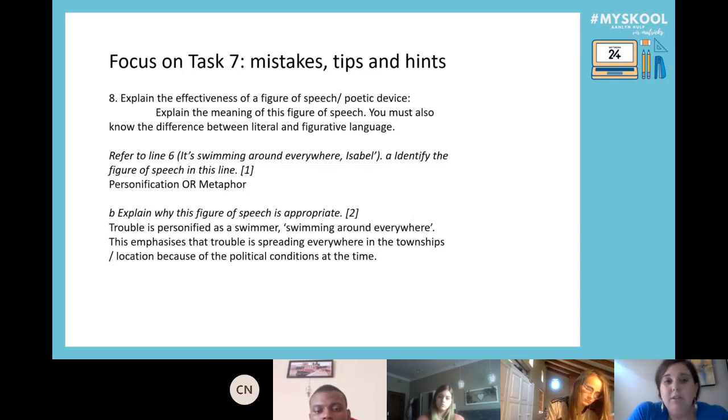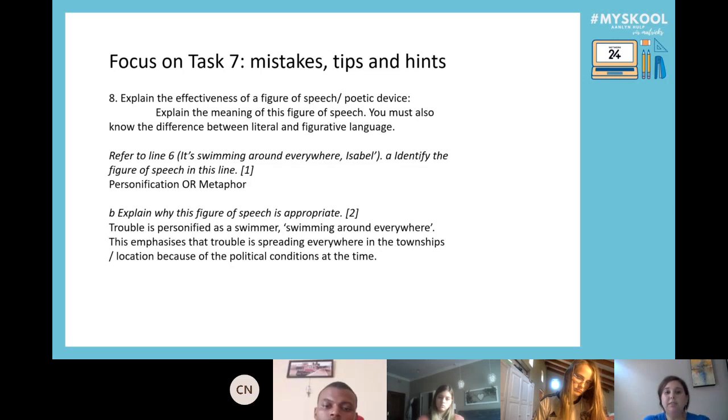And then they will also ask you why the figure of speech is appropriate. Now, it's easy enough to identify figures of speech. You check first whether it's a simile, because then there will be like or as. If it's not a simile, then maybe it's personification. Is some non-living thing personified in some way? If it's not that, the default is metaphor, where one thing is indirectly compared to another. So in this case, trouble is personified as a swimmer, swimming around everywhere. This emphasizes that trouble is spreading everywhere in the townships or location because of the political conditions at the time.